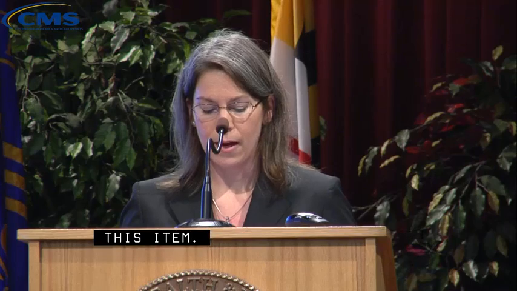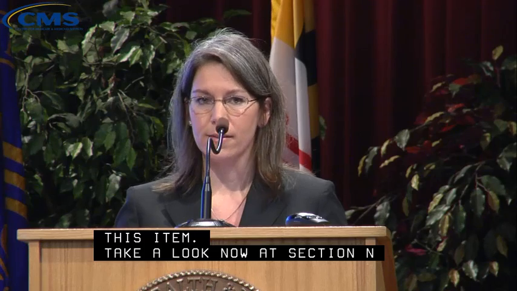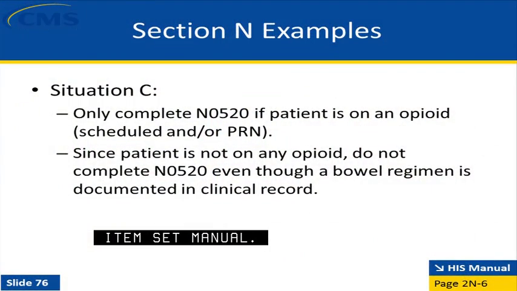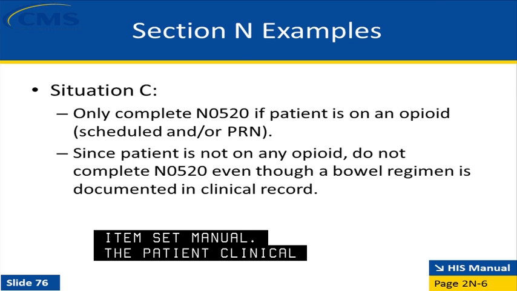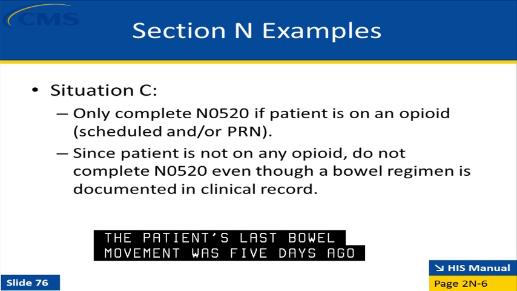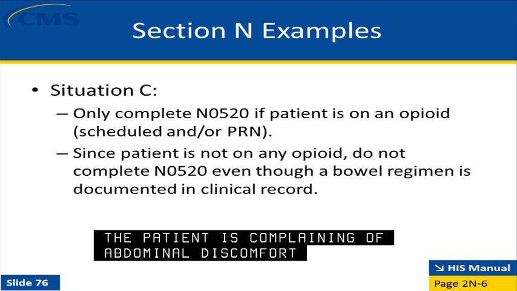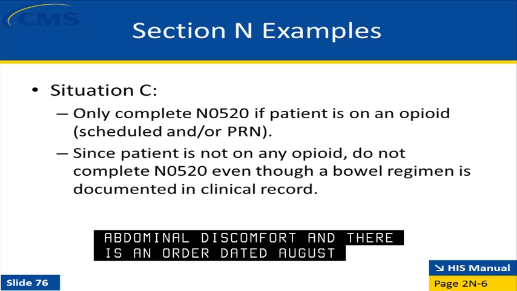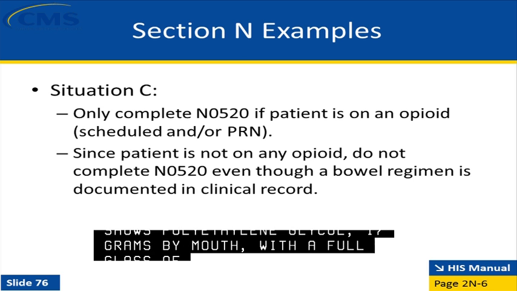We'll take a look now at section N, example situation C, and this one is on page 2N-6 of the Hospice Item Set Manual. The patient's clinical record in this case indicates that there's a note on August 13th showing that the patient's last bowel movement was 5 days ago, and the patient is complaining of abdominal discomfort. And there's an order dated August 13th that shows polyethylene glycol, 17 grams by mouth, with a full glass of water. And what codes would you select in this case?